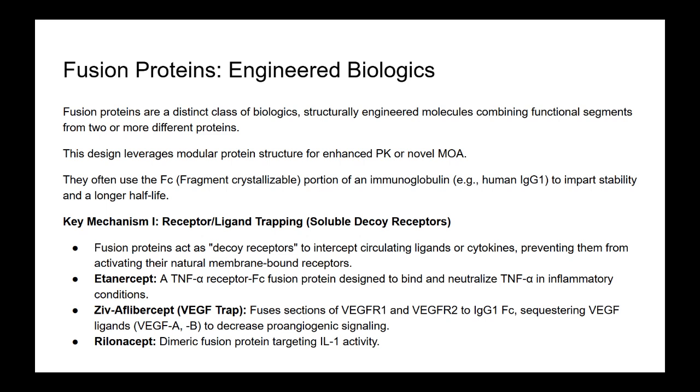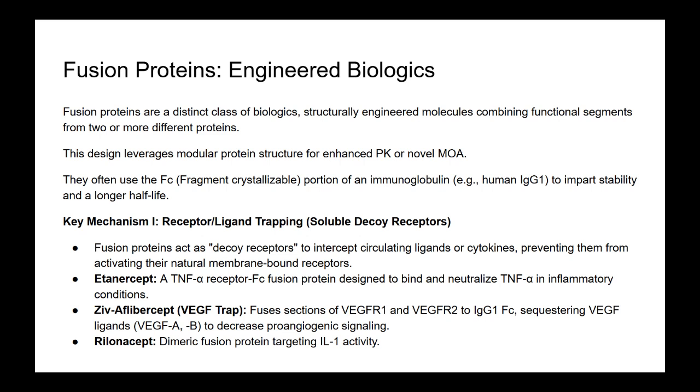Clinical examples. Etanercept is a therapeutic agent designed as a fusion protein combining the tumor necrosis factor alpha receptor with the constant fragment of immunoglobulin G. Its primary function is to bind and neutralize the pro-inflammatory cytokine tumor necrosis factor alpha, thereby inhibiting pathogenic cytokine activity. This medication is used to treat inflammatory conditions such as rheumatoid arthritis.